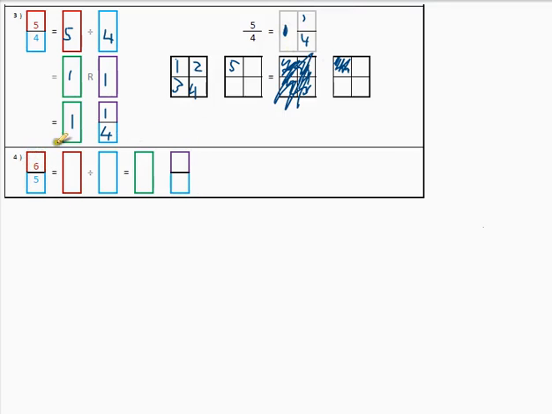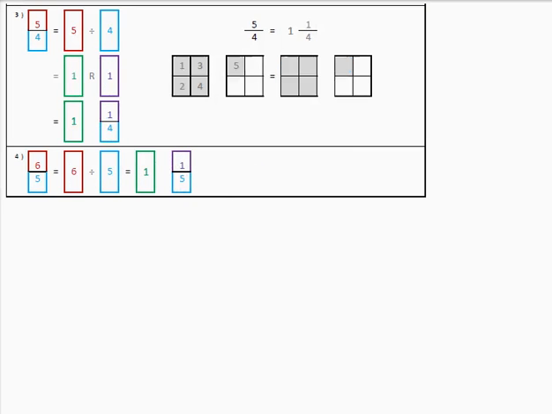Now, let's see if you can do this. You can use the colors to help you. Pause the video and try this. That would be 6 divided by 5. What does that give you? 1 remainder 1, and your remainder goes back on the 5. Pause the video, try to do this, and there you go, there are your answers. Check them, pause the video to check.